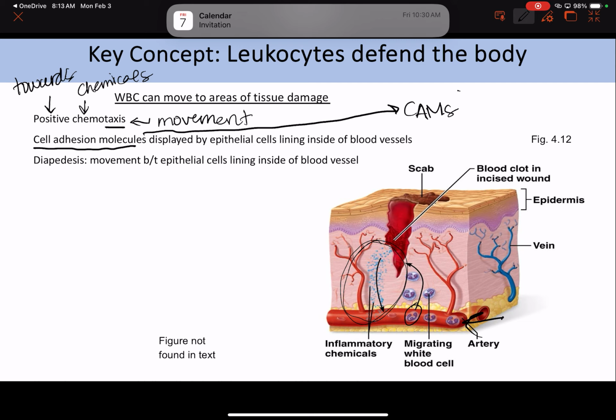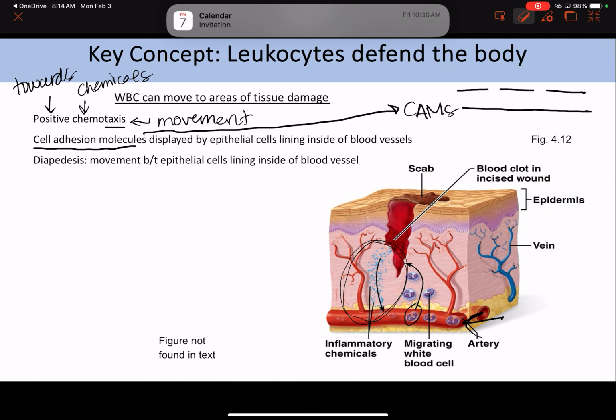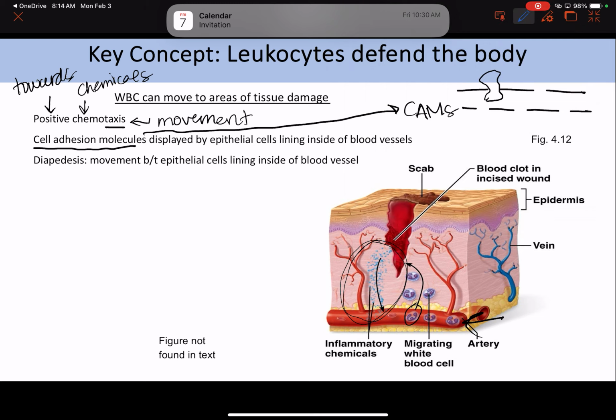So imagine this is our blood vessel. There are now spaces in between because the inflammatory chemicals like histamine made them leaky. And now these blood cells can squeeze out. So that's diapedesis, them squeezing out of the blood vessels to wherever the injury is.